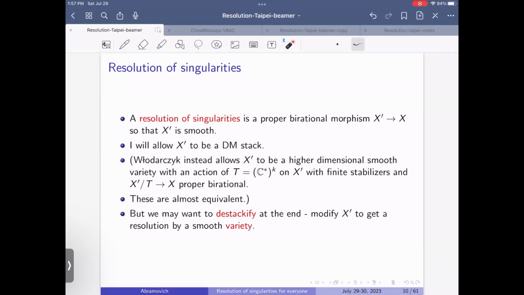And I had undergraduates code it in a new system called Oscar. So it can be done. I don't insist, but I get abelian quotient singularities. So I might as well say that that's what I get.